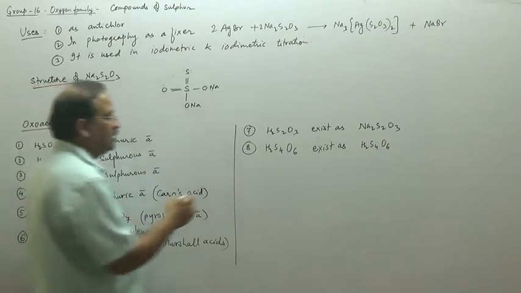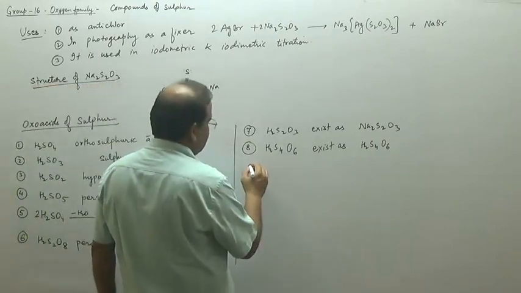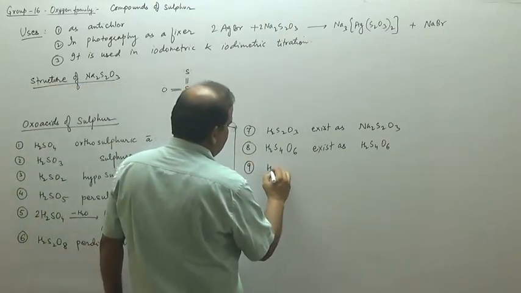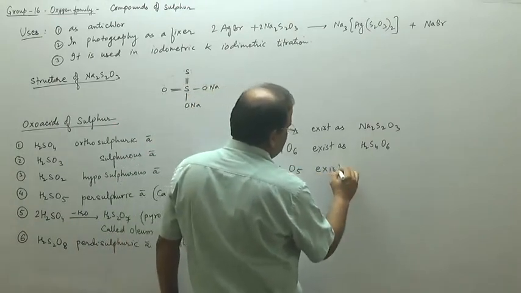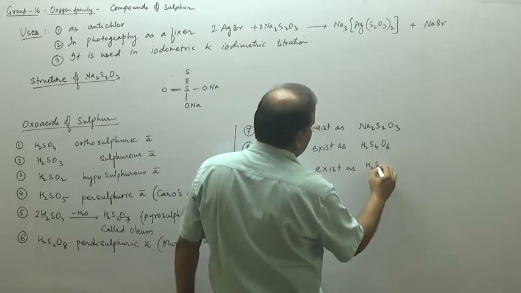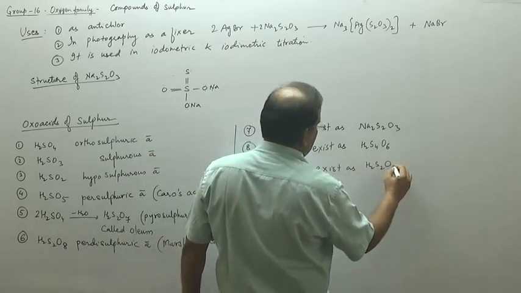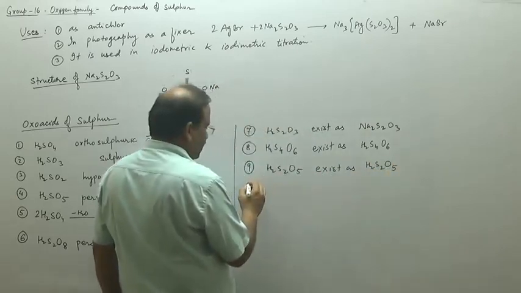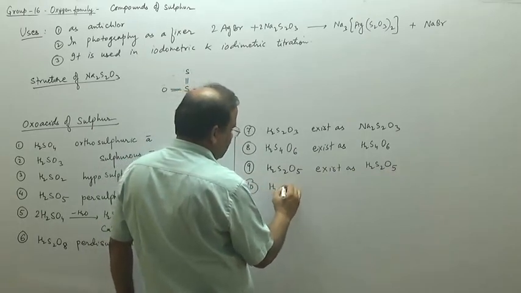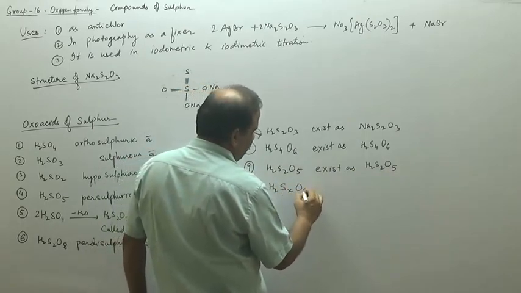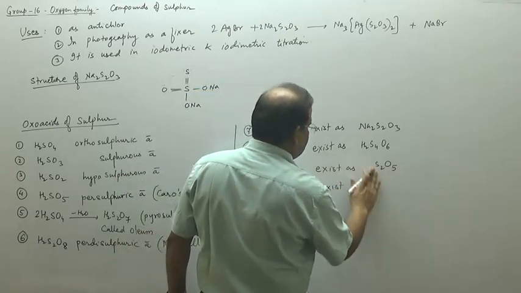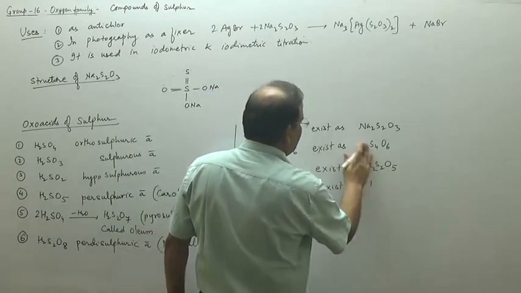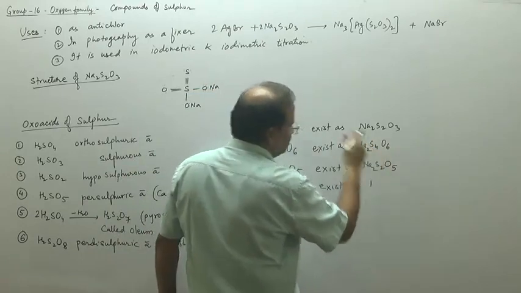Then obviously we'll say H2S2O5 also. I can write that it will exist as a salt, that is Na2S2O5. So Na2, right? Na2, because they are existing as a salt.